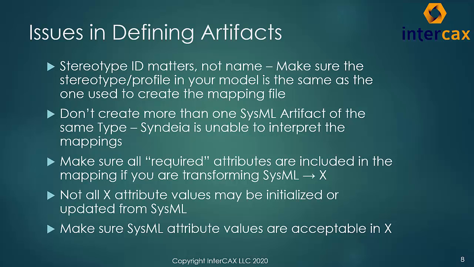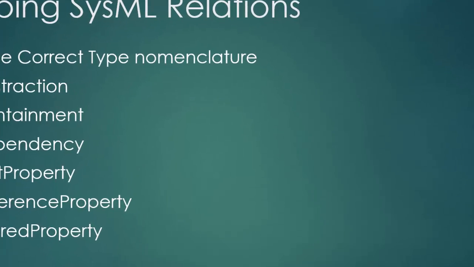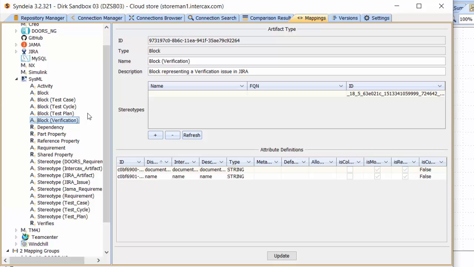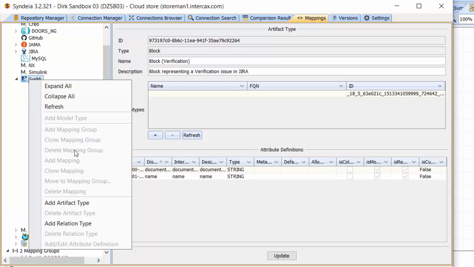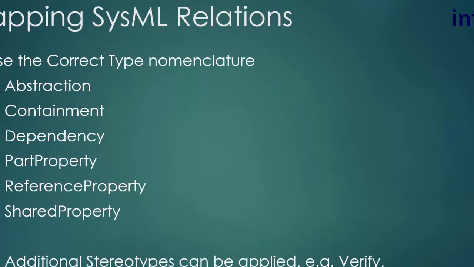When developing a mapping, it is valuable to have some understanding of the target tool API, or be resigned to some trial and error. SysML relation types should also be added to the list when relationship mapping is used. Many of the basic SysML relationships may already be available in the Syndea.mappings file, as we have here. Adding a new relation is straightforward. Right-click the SysML category heading, go to Add Relation Type, and add the type, name, description, and any stereotypes.